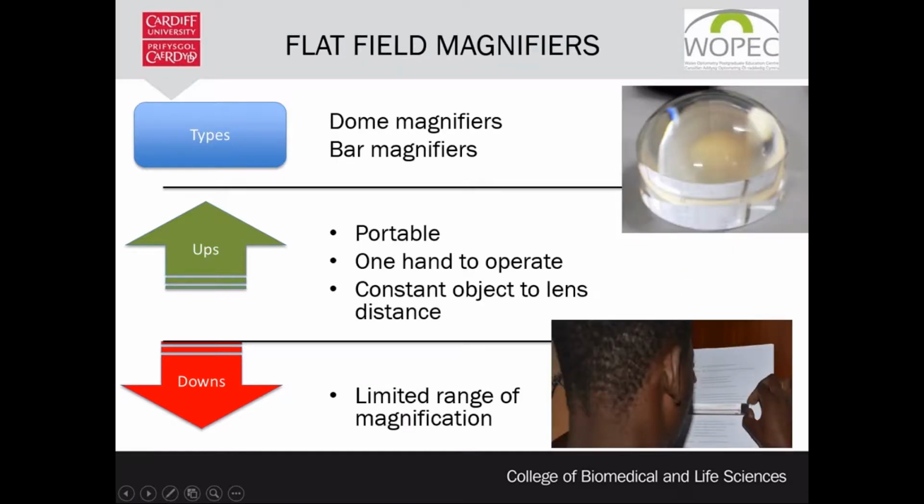Flat field magnifiers are not as popular as the rest, but they are very good for those who require minimal magnification. They are portable and have a constant object to lens distance. They allow a lot of light into the lens as well. We have the dome and the bar-shaped magnifiers. They also require a flat surface in order for you to use them.